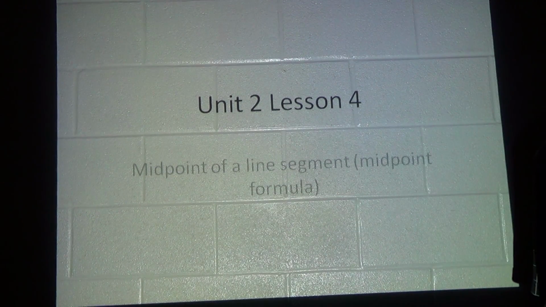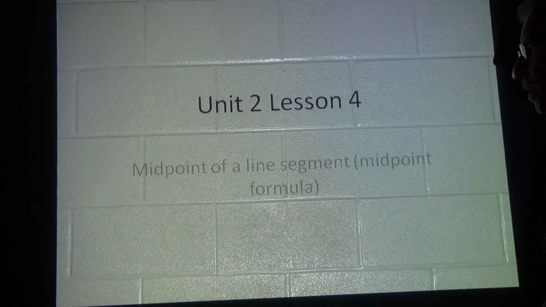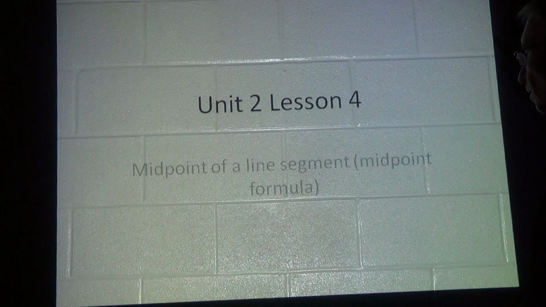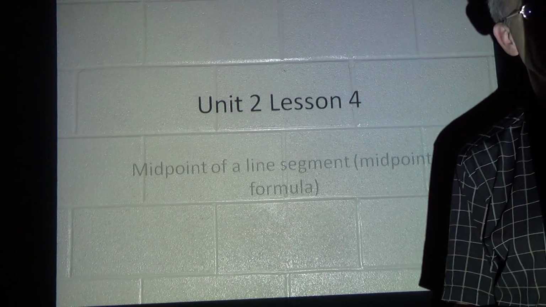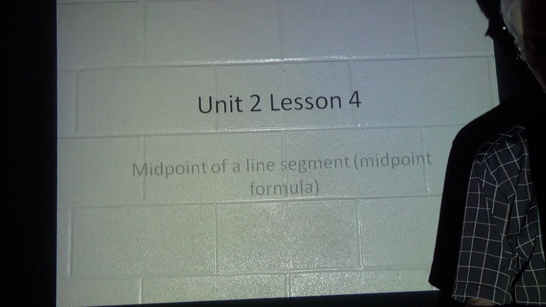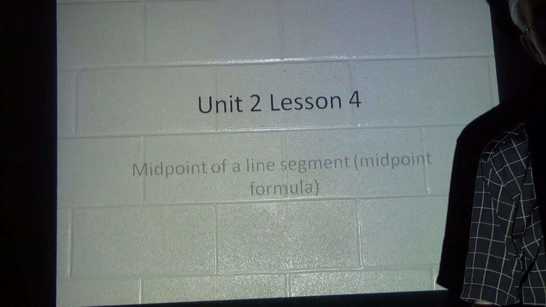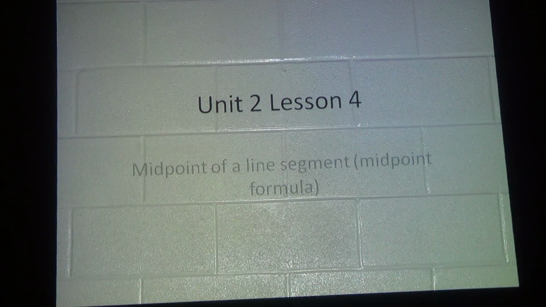Okay, we're back again. This time we're talking about Unit 2, Lesson 4. This is about the midpoint of a line segment. This involves the midpoint formula, which, just like the distance formula we talked about before, is also a derivative of the distance, or the Pythagorean theorem. Okay, so let's go ahead and take a look at this.